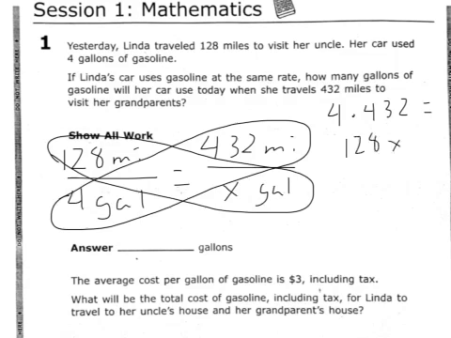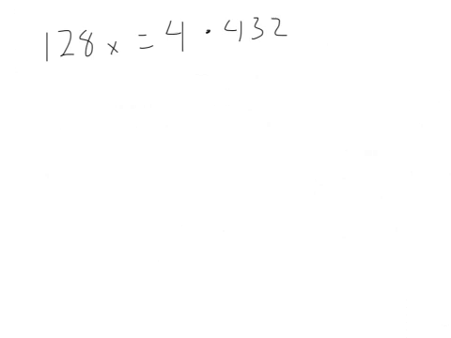Now I'm going to redraw this a little bit so it's easier to see. So from the previous page, I've got 128x equals 4 times 432. I've got to use my calculator to figure out what 4 times 432 is, because I don't have any idea off the top of my head. It looks like it's 1,728. 128x equals 1728. And now I've got a one-step equation here.